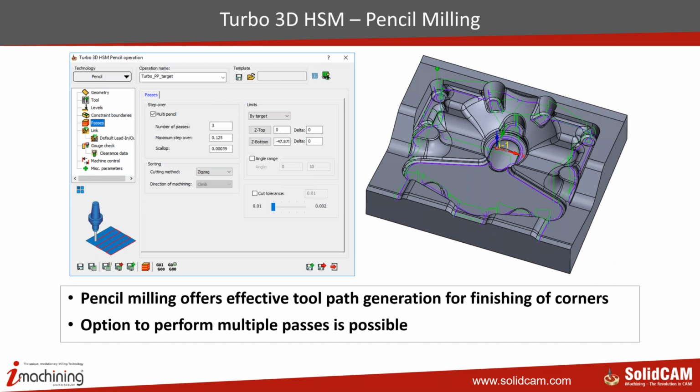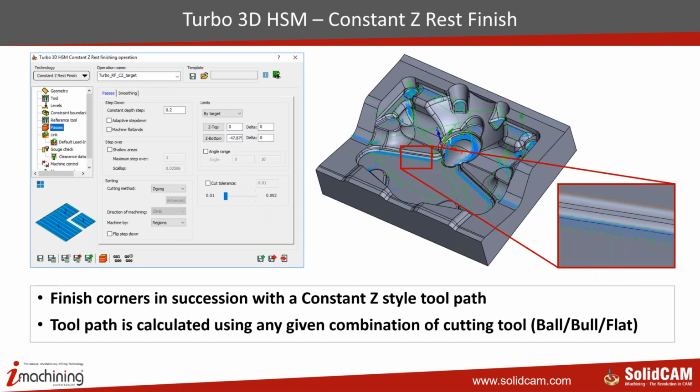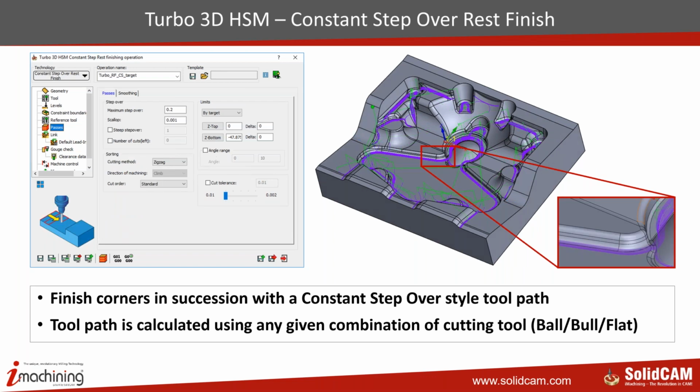You can either do it with a single pass or with multiple passes. You can also do constant rest finish. With this strategy, you can use any combination of tools. You can use a ball nose tool, a bull nose tool or flattened mill, and you can do constant Z rest finish inside Turbo 3D HSM. We also have constant step over rest finish. Here again, in this strategy, you can use any combination of tools. You can use a ball nose tool, bull nose tool, or flattened mill, and it can be generated.